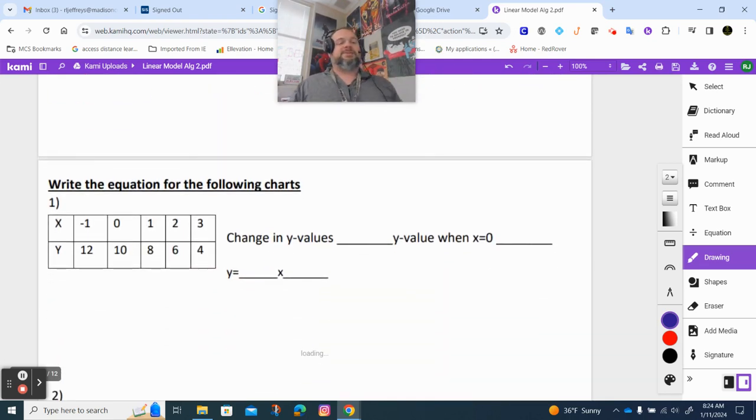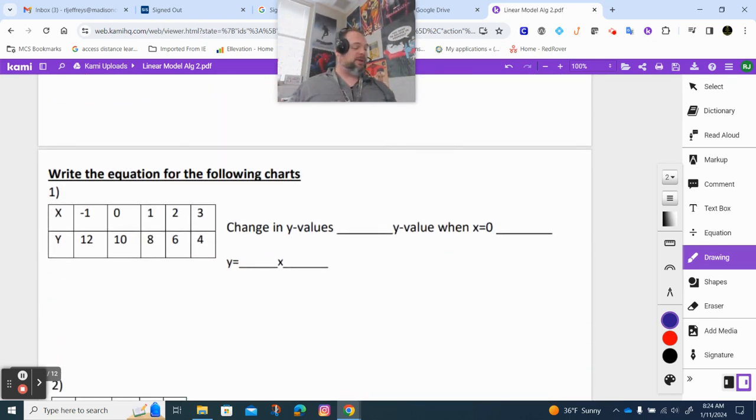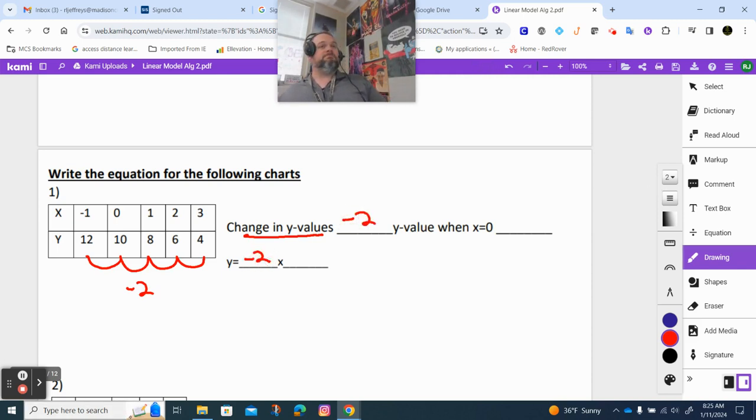Okay, so we're going to write equations from the charts just like we just did. Okay, so find our A, change in y values. It goes 12, 10, 8, 6, 4. So what's happening each time? Yeah, we're subtracting 2. Well, my A value is minus 2. What is the Y value when X is 0? So X is 0 here, so what is that value? 10. Ta-da!